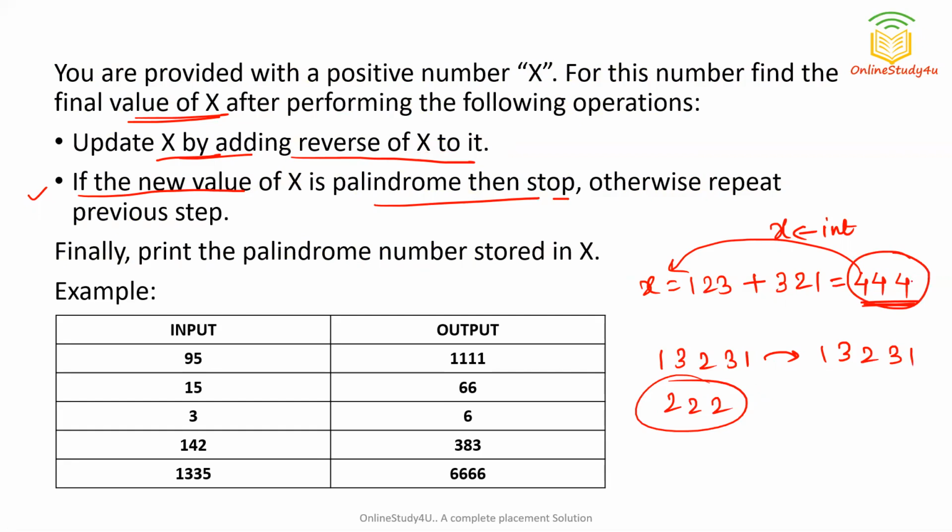So what do we have to do? We have to stop. Otherwise, we have to repeat the previous step. What was the previous step? This was the previous step, and we have to repeat it if the number is not a palindrome. But here we have a palindrome answer.